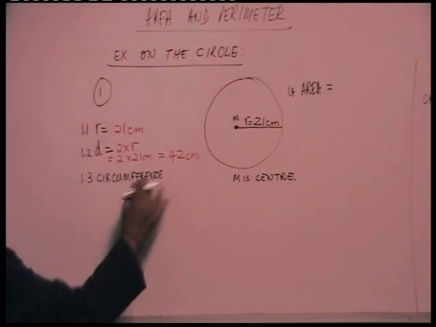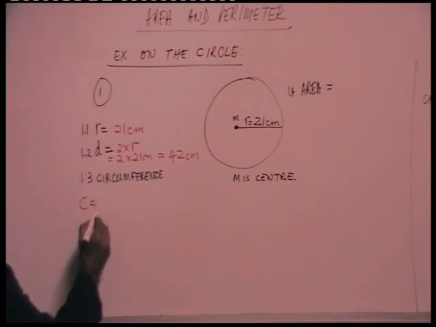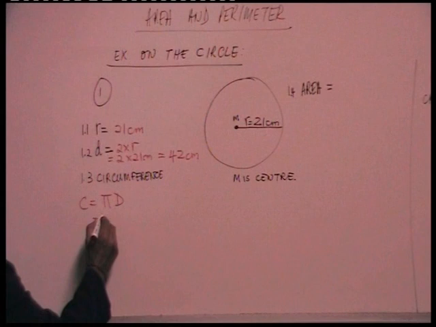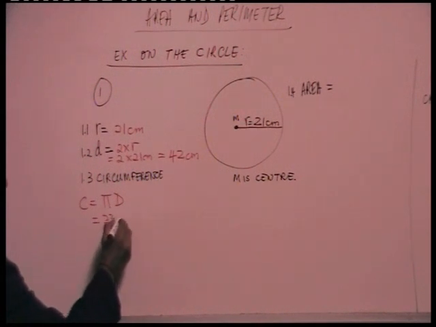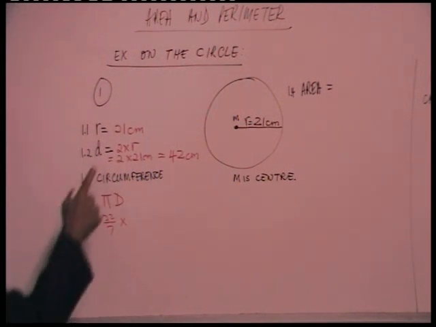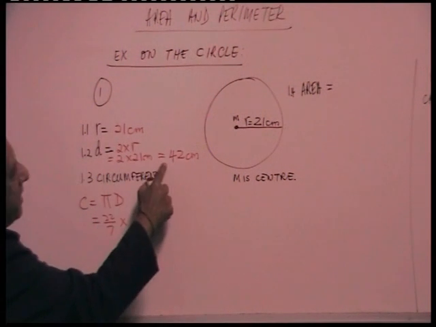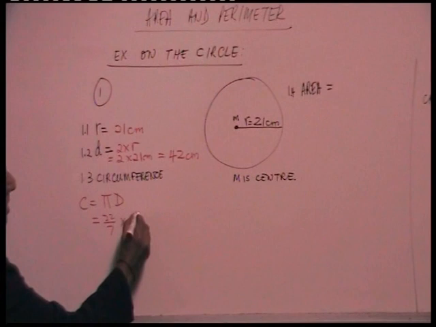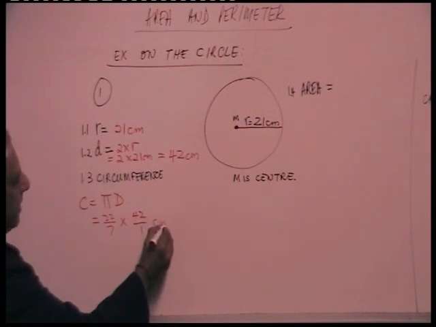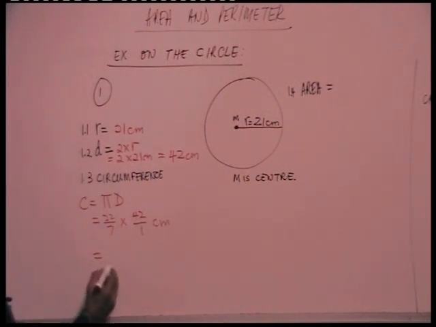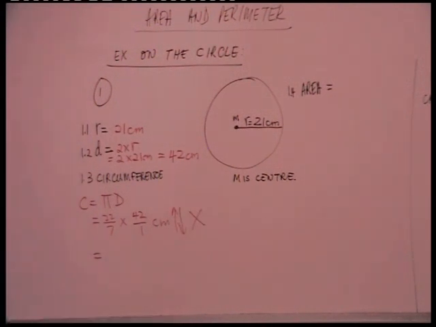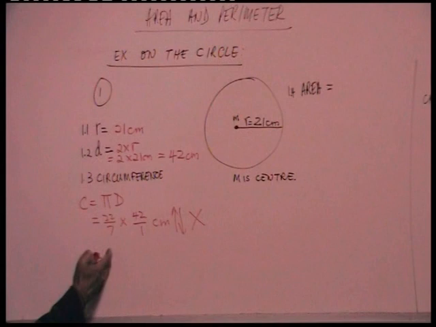Right, now you want to find the circumference. Let's write C. Circumference is equal to pi times diameter. Pi is 22 over 7 times diameter. Now remember, that's radius and that's diameter. So you want diameter, therefore you will say 42 over 1, and the answer is going to be in centimeter. Again, you're going to try to cancel up and down or crosswise. Nothing can cancel here.